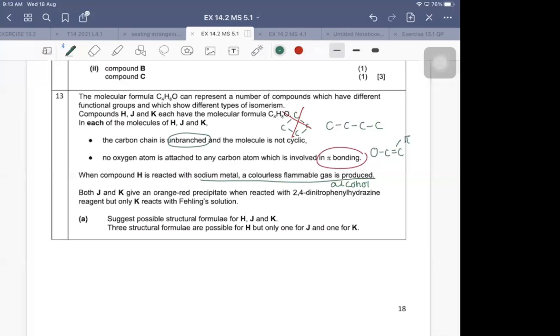Both J and K give an orange-red precipitate when reacted with 2,4-dinitrophenylhydrazine. So we call that 2,4-DNPH. That means J and K contain the carbonyl C=O. But only K reacts with Fehling solution.